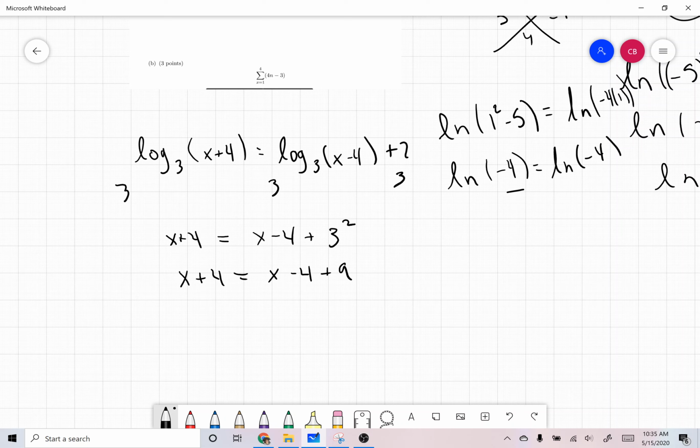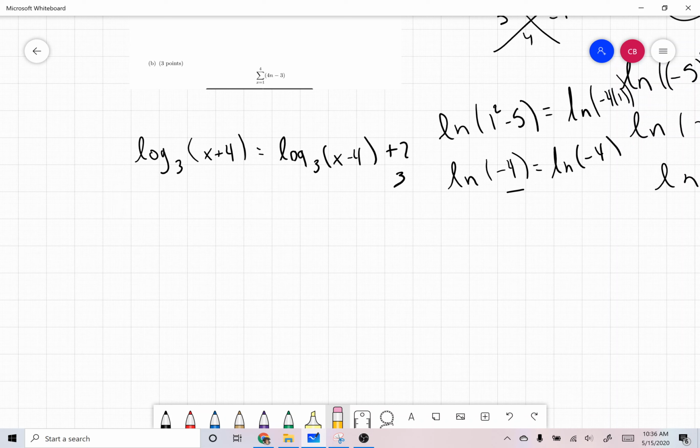And then this is going to be x plus 4 is equal to x. Wait, something's not right. What did I do? This should work. Hold on. Let me see. Maybe doing it this way is not the best approach. Let's try it another way.